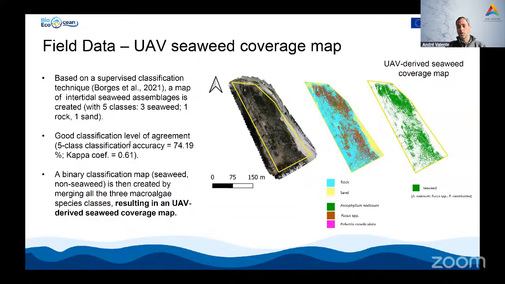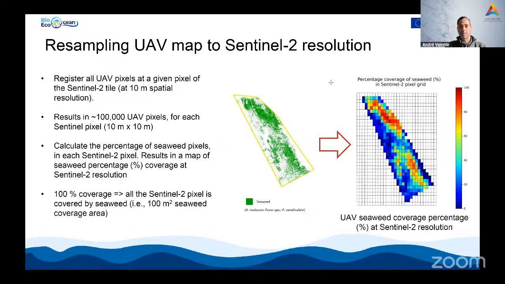And then because it's challenging from Sentinel to differentiate between the species, we merge the 3 species, so you get a combined binary classification map of seaweed and non-seaweed, which is your right map that you have there. So once you have that, how can we use this to apply and to develop models in Sentinel-2? The first step is to resample the UAV map to Sentinel-2 resolution.